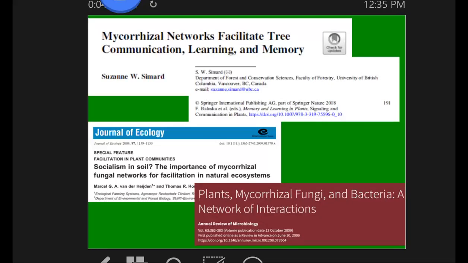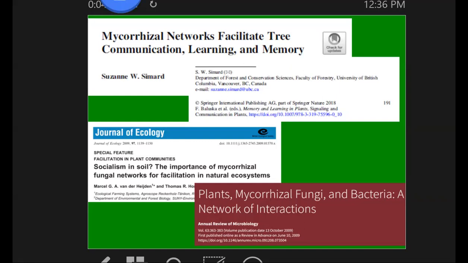So these are snippets of a published paper. Suzanne Simard, that's a pretty catchy title. Mycorrhizal networks facilitate tree communication, learning, and memory. I talk about this paper in my advanced botany class because she's not the only one saying this. There are many other scientists who would agree that trees and plants can learn and they do have memory. And she's located in Canada.